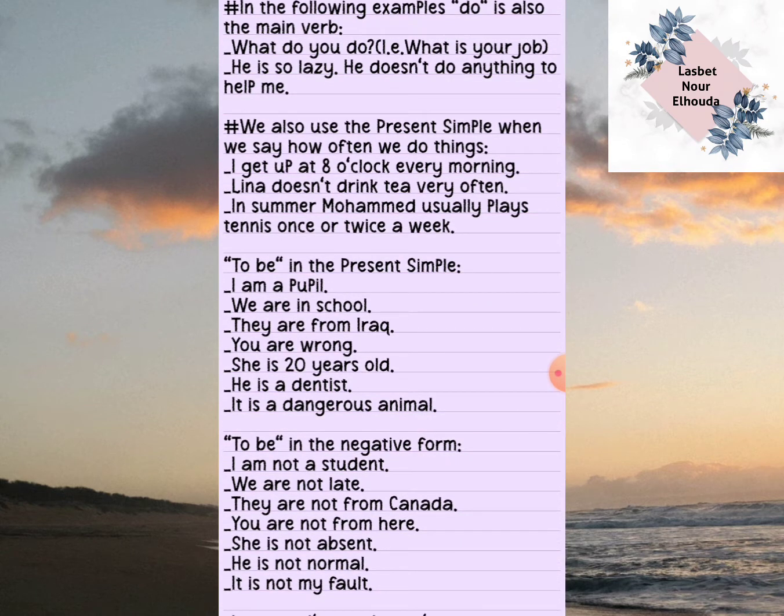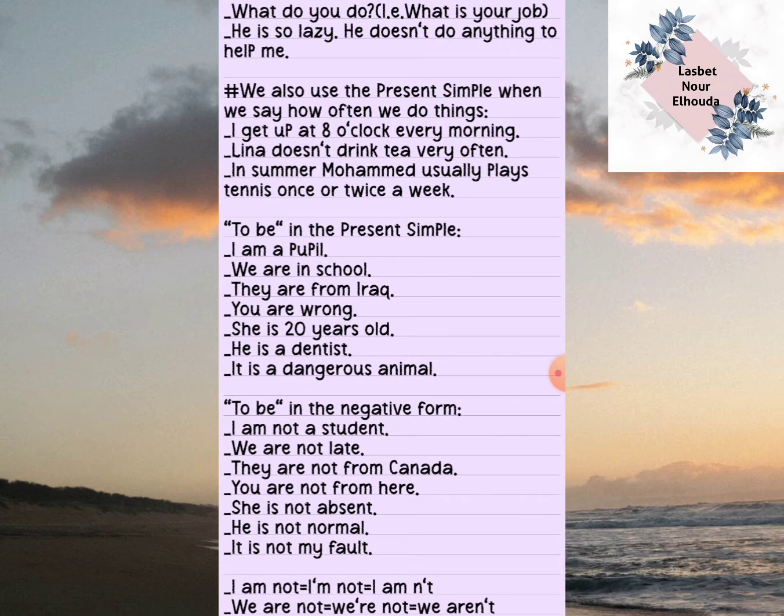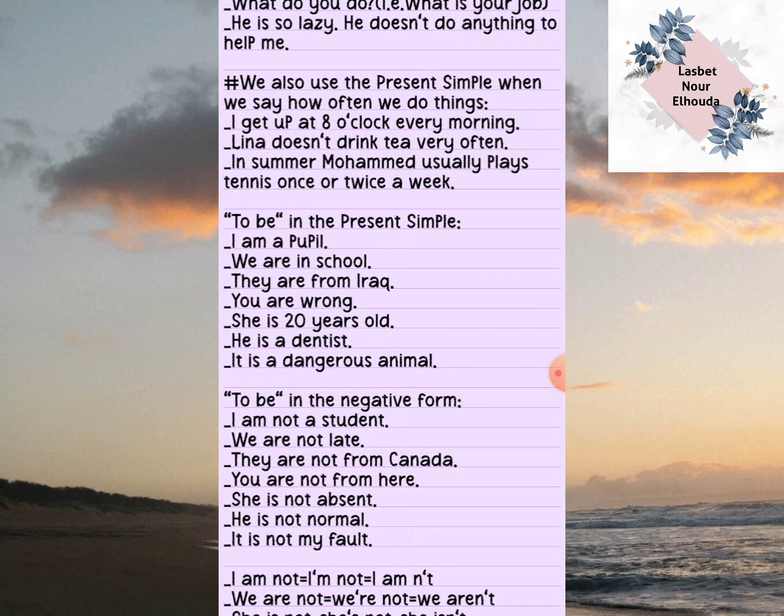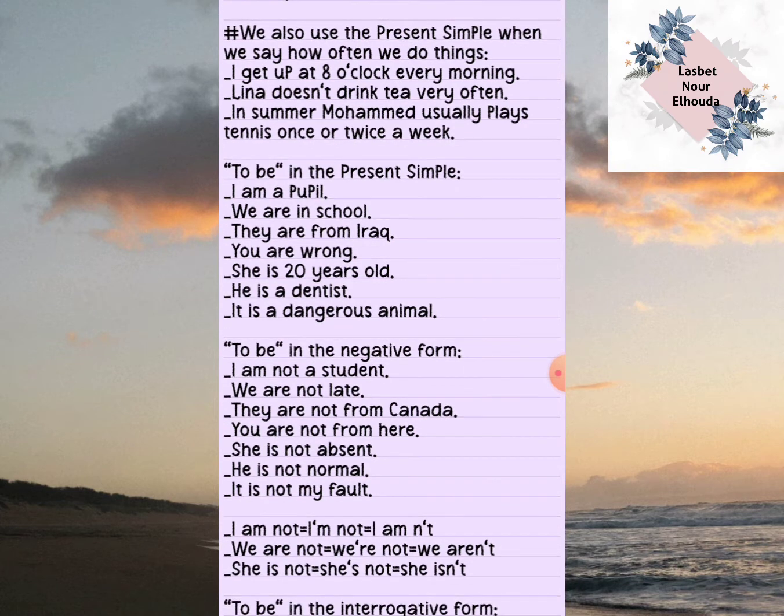To be. We all know that to be is an auxiliary. We have to be and to have. To be in the present simple. Examples. I am a pupil. I am is to be in the present simple with the personal pronoun I. I am a pupil.